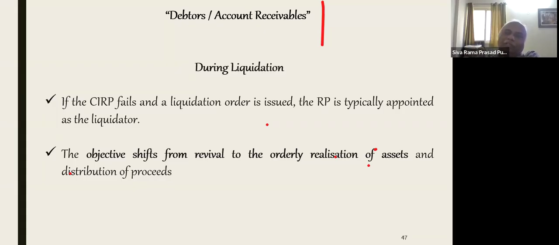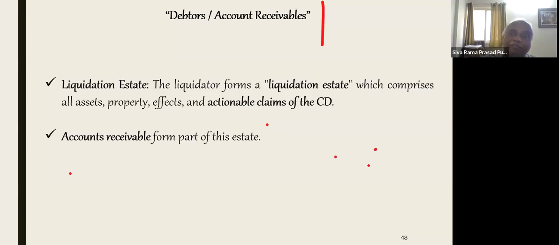What happened? What action are you going to take for those debtors? The liquidation of assets: the liquidator forms a liquidation estate, which comprises the property and actionable claims of the corporate debtor, that is, the account receivables and debtors. Liquidation assets means not only physical assets like land and building, plant and machinery, etc. Account receivables are a part of the asset. That is to be addressed.